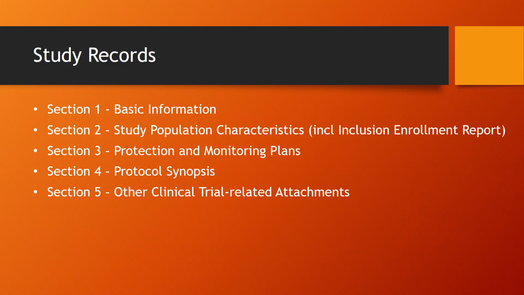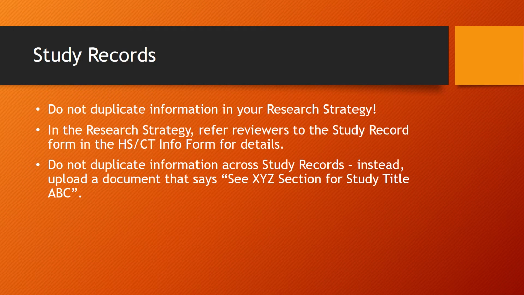Okay, so what goes in these study records now? The study records are basically broken down into 5 sections, and these are the titles of the 5 sections here. I'll just go through each of those with you quickly. But before we do that, they make a point in the instructions of saying several times to not duplicate information in your research strategy that's already in your study record.